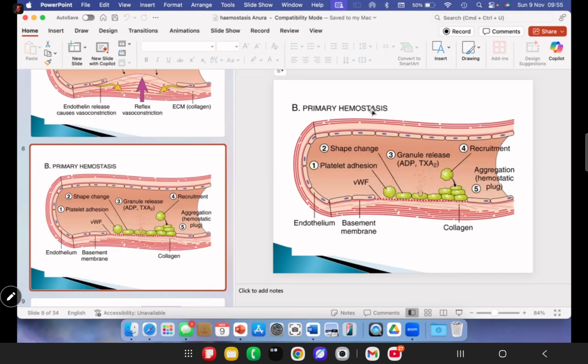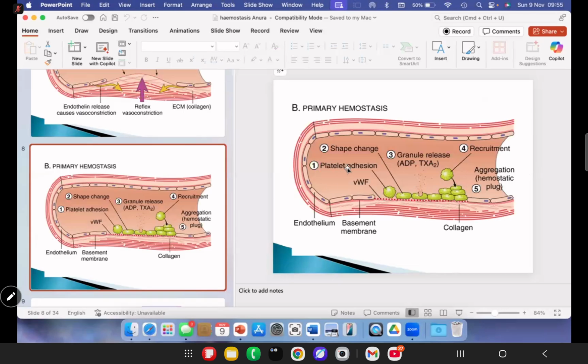Now the primary hemostasis happens with the platelets. This is called platelet plug formation. Once the endothelium is damaged like this, the basement membrane is exposed. Now it is actually antithrombotic.